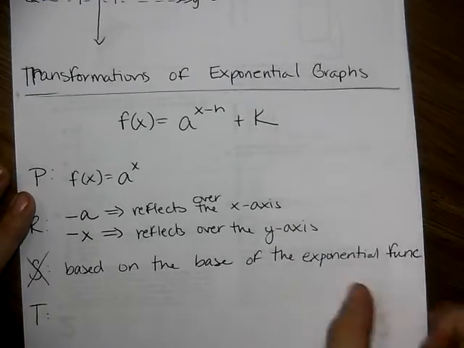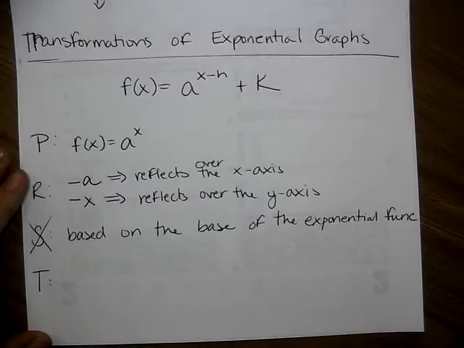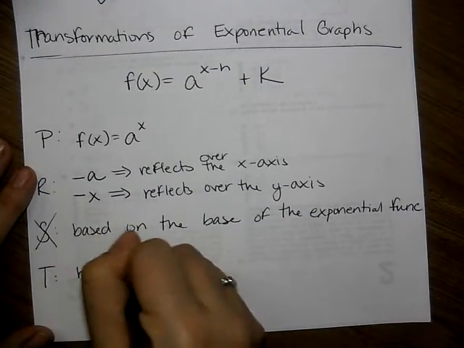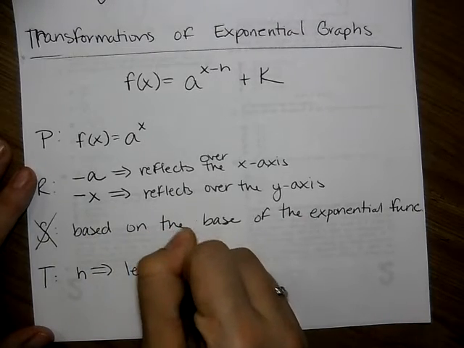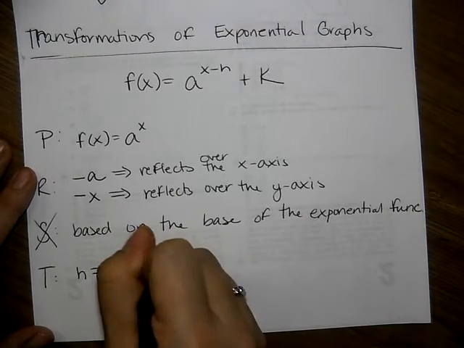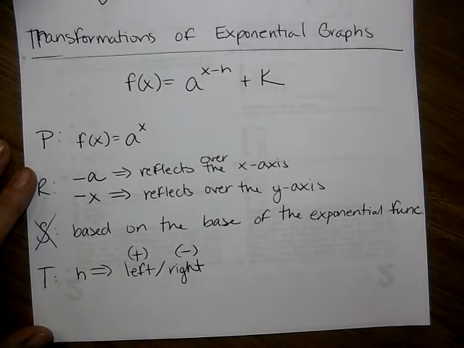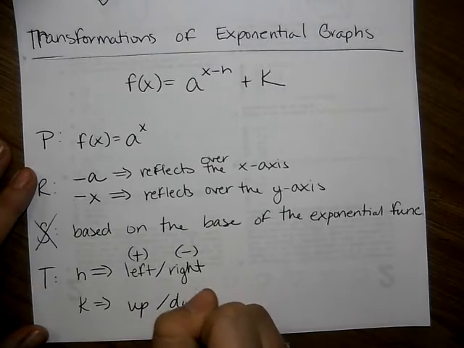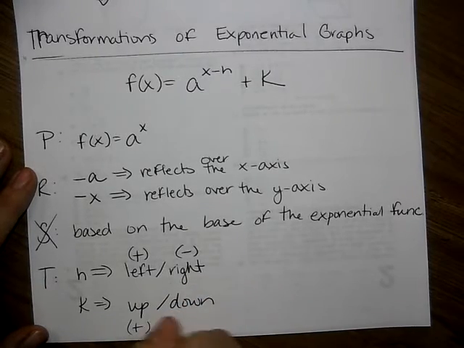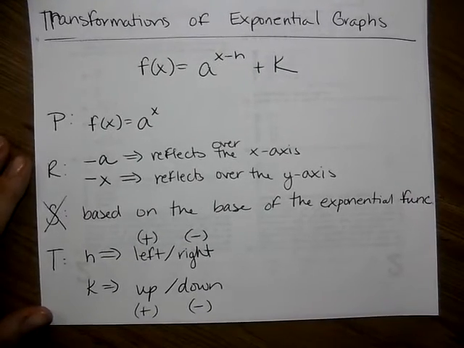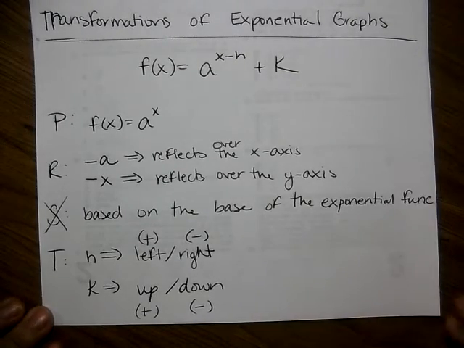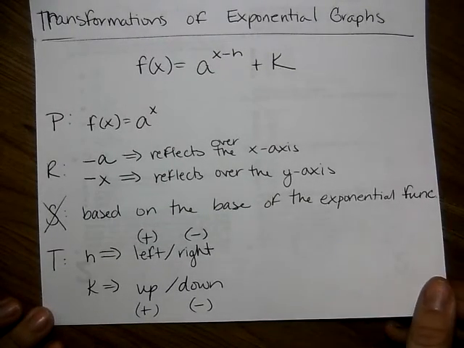Okay? And then T stands for translation, and that's, remember, you're shifting. So h is going to shift it left or right. Remember, plus is left and minus is right. And then k is going to shift it up or down. Up is plus and down is minus. Alright, so this should be a review. And let's look at a couple examples of those. They're less formal than the ones that we originally did.